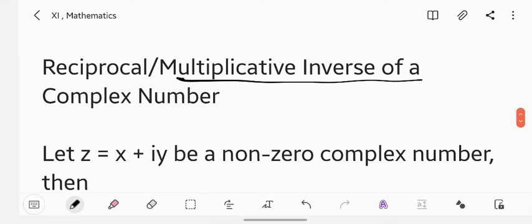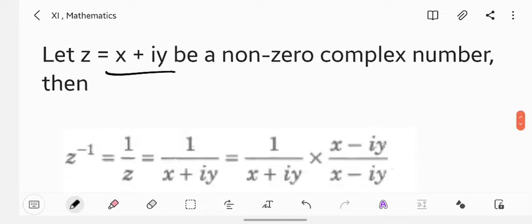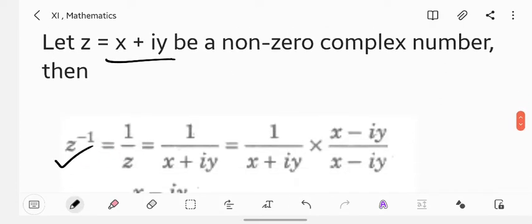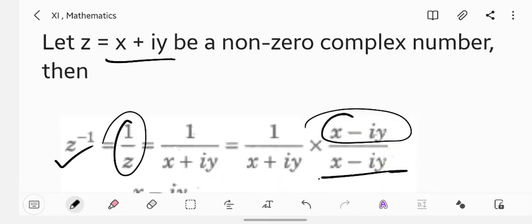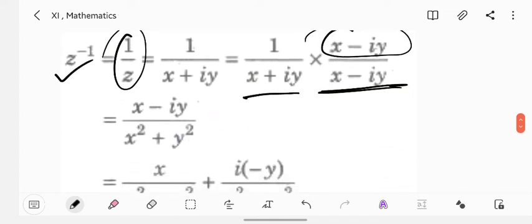Reciprocal, or multiplicative inverse, of a complex number. Let z equals x plus iy, again a complex number. Then the multiplicative inverse, z power minus 1, becomes 1 by z. So it becomes 1 upon x plus iy. We multiply by its conjugate, which is x minus iy, giving x minus iy upon x squared plus y squared, obviously.